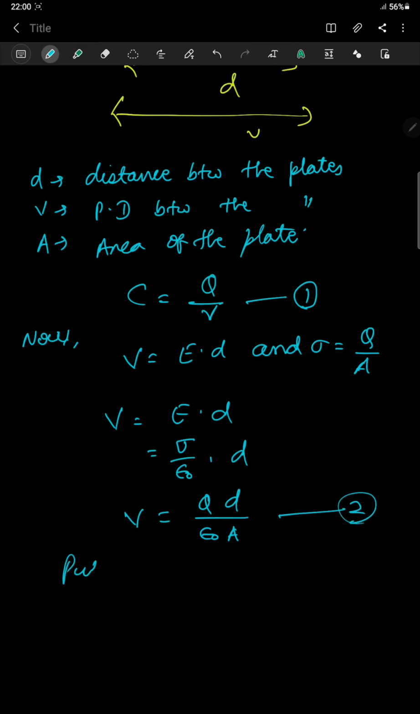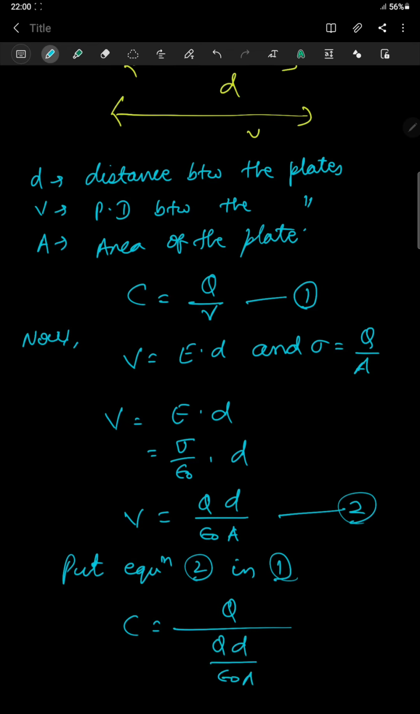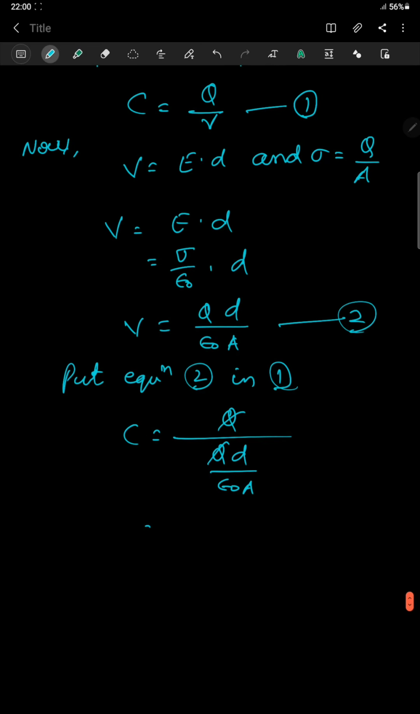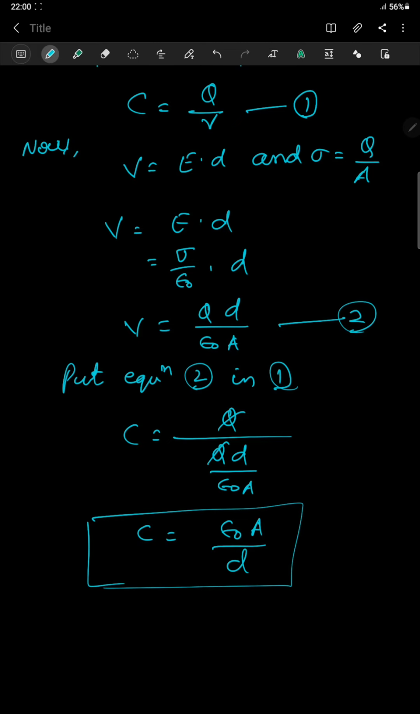Put equation 2 in 1. So we have the capacitance as Q divided by Q d by epsilon naught A. Q gets cancelled out. So what is the capacitance? Epsilon naught A by d. Here also you see the capacitance depends on the dimensions, which we have mentioned earlier. And what are the dimensions here? That is the area of the plate and the distance between the two plates.